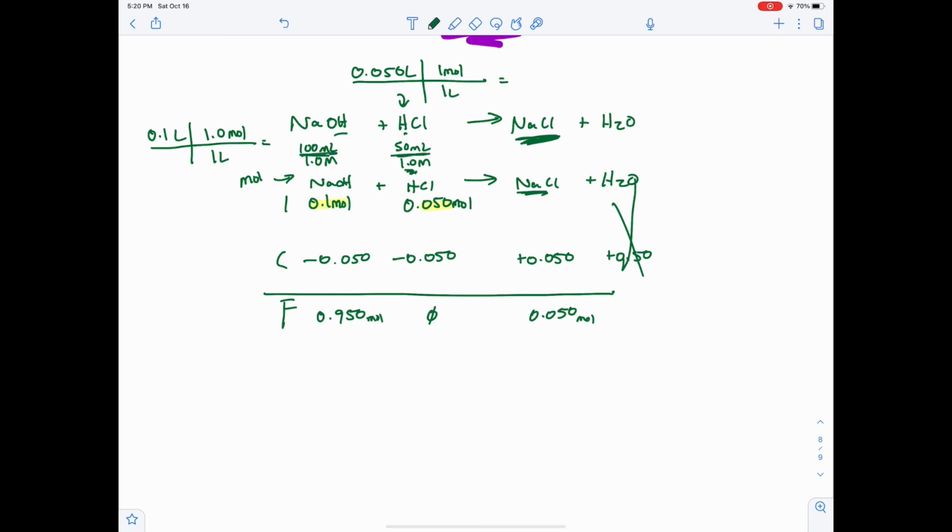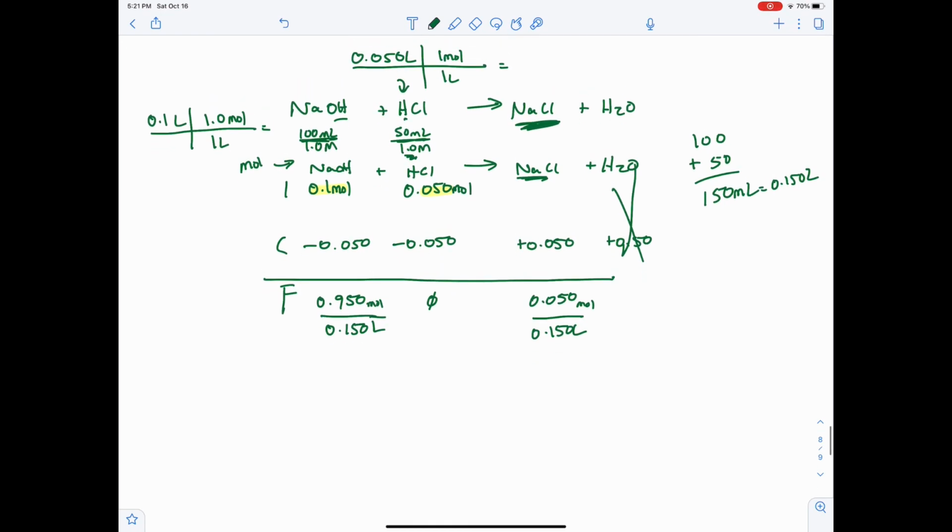So for all of these, if I were to do something with this with the ICE chart, I would have to add a volume in here. So you'll see I'm adding the 100 plus the 50. I'm putting it in liters, so it's 0.150 liters. So if I'm going to put this in an ICE chart or do something else with it, I've got to divide both of these mole amounts by a volume.